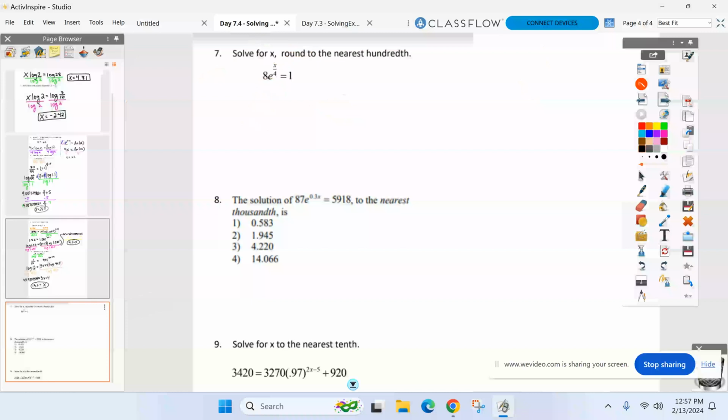Number 7, do we get nuts? Do we try it? Not yet. We don't try anything yet. What's got to happen before we try anything? Divide by 8, right? Let's divide by 8.